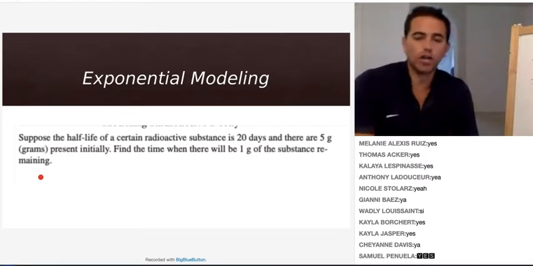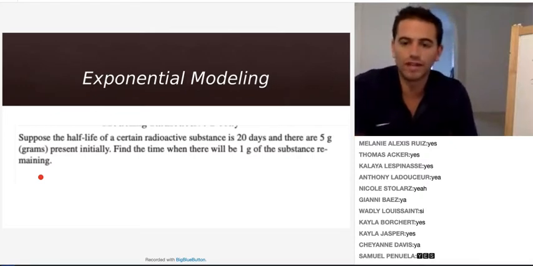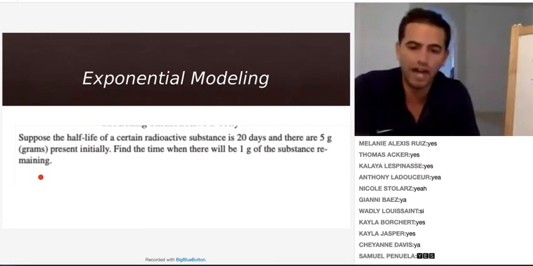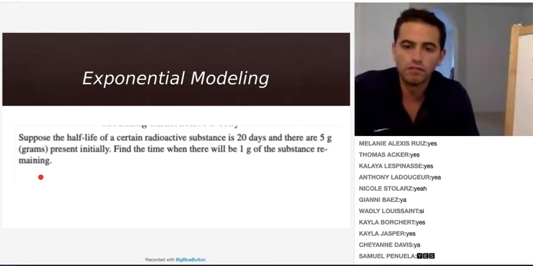All right, so suppose the half-life of a certain radioactive substance is 20 days. There are 5 grams present initially. Find the time when there will be 1 gram of the substance remaining. That's some chemistry. You know the idea of a half-life, but even if you don't, it doesn't really matter, right? We're just talking about having half of the substance in 20 days.